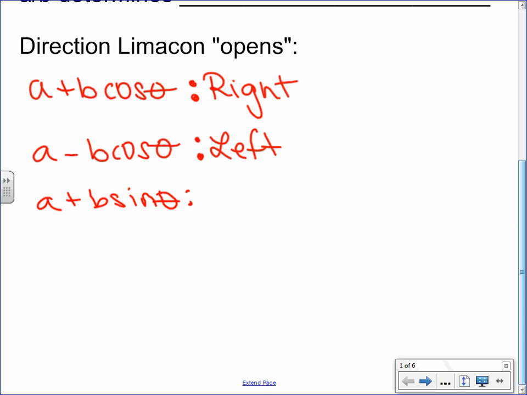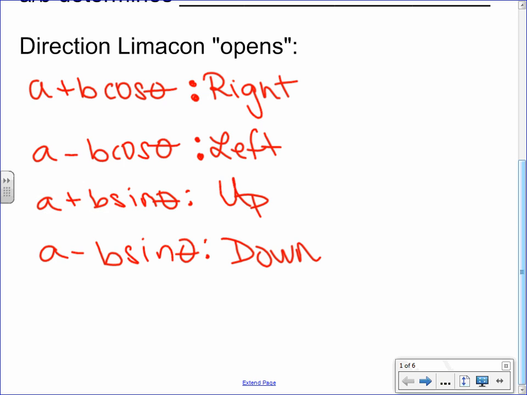Now if we have a sine thrown in there, that means a majority of the graph is going to be either up or down from the pole. If we have addition, it's going to be up. If we have subtraction, down. Similar to our circle rules, correct?